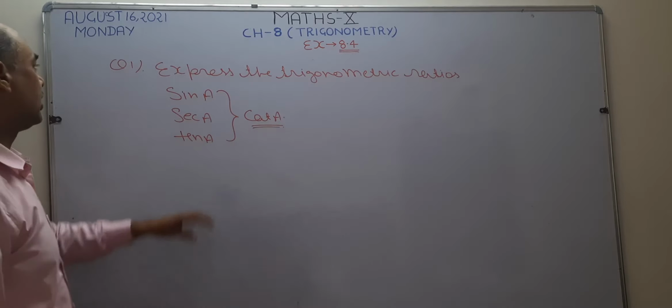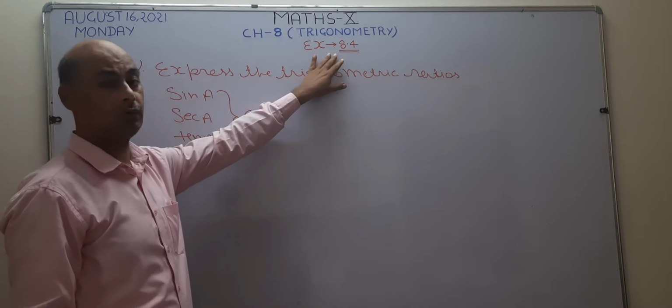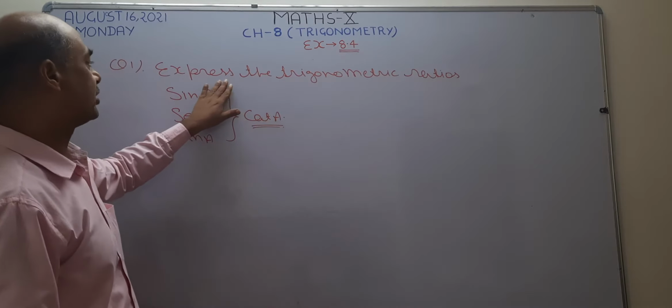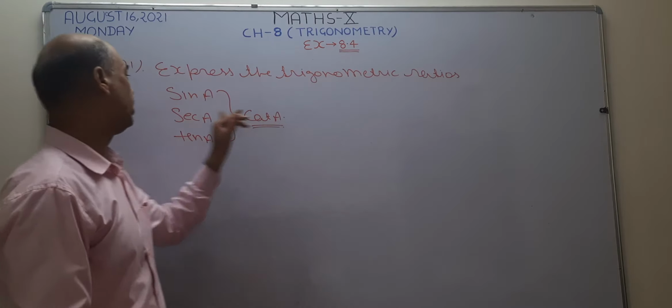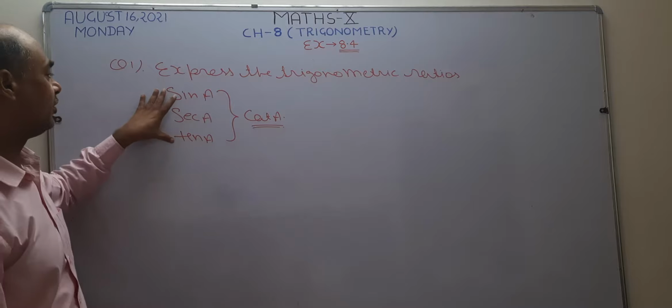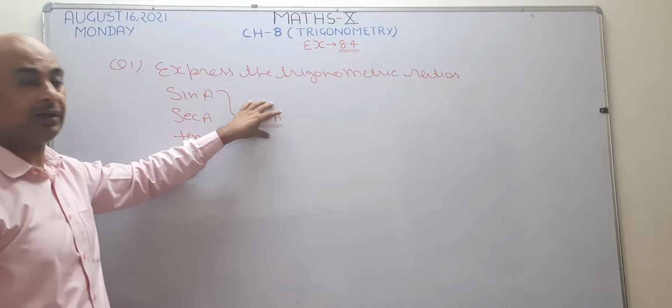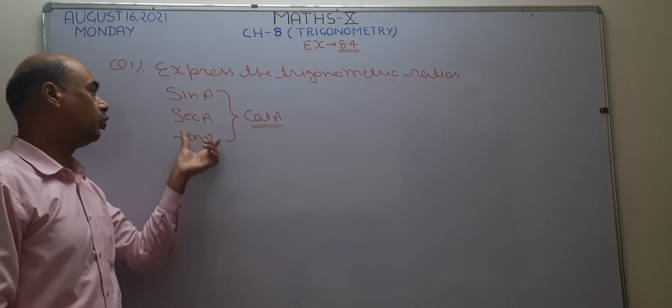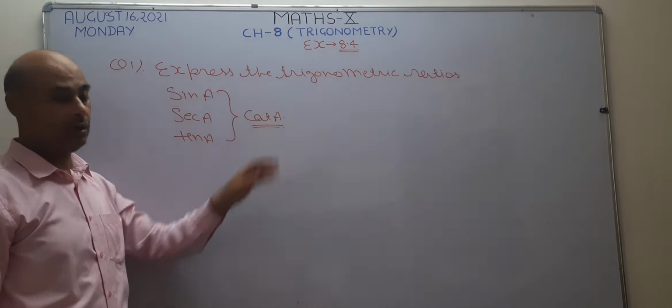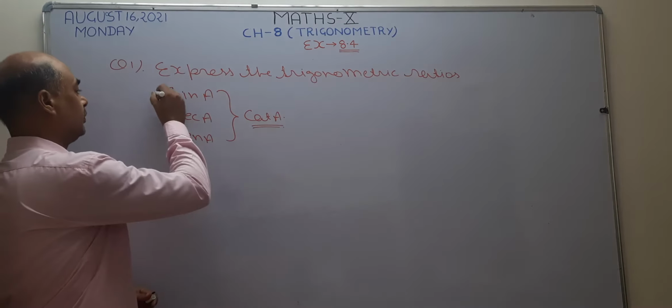Now we are going to start question number 1 of exercise 8.4. See what is given in this question. Express the trigonometric ratios. Three trigonometric ratios are given. We are going to convert these three trigonometric ratios in terms of cot. So I want to start with the first one.